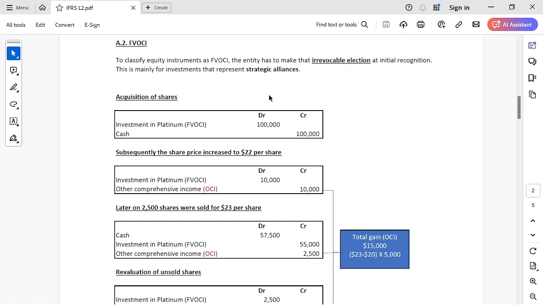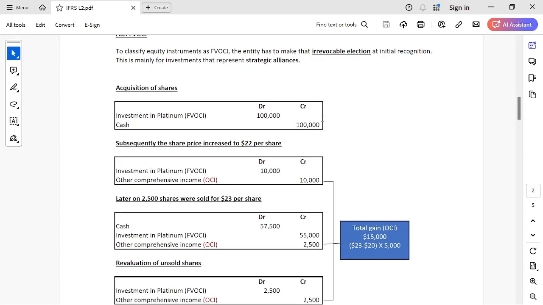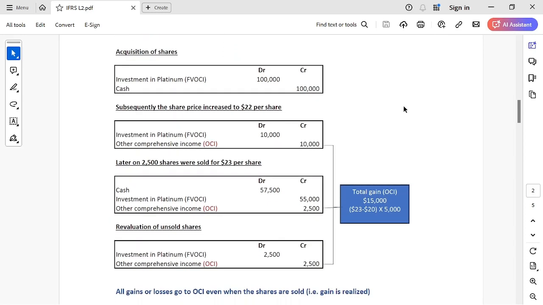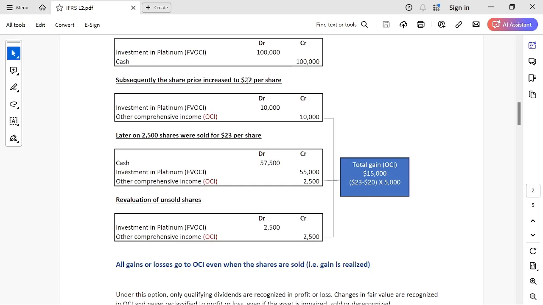Again, the example shown here is going to be very similar to the previous one, but the changes are going to be changes in fair value, and gains and losses are going to go to OCI instead of profit or loss. Let's see that. So still the 5,000 shares acquired at $20 per share. So these are the 100,000. Same entry, no difference. But then let's see the first change in fair value. It's increased from 20 to 22.